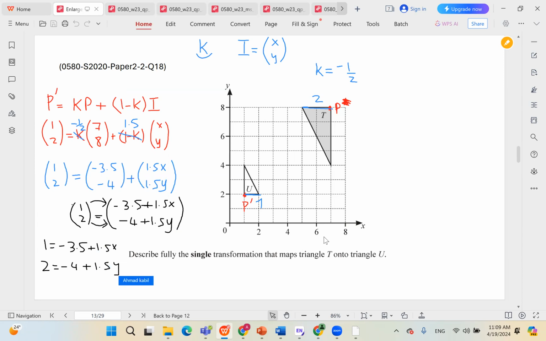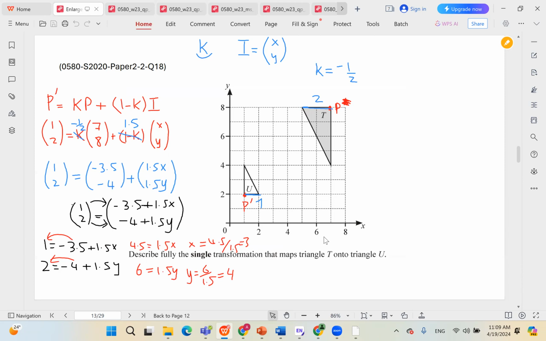And we can solve each equation separately for x and y. So this goes to the left. We get 4.5 equals 1.5x. So x is equal to 3 because x is equal to 4.5 divided by 1.5. And this is equal to 3. For the y, we can again take the negative 4 to the other side as well. So we have 6 equals 1.5y. So y equals 6 over 1.5, and this is equal to 4. So now we have x and y, we have the center of enlargement.